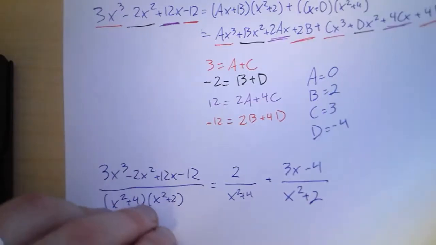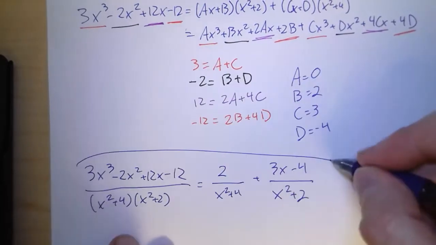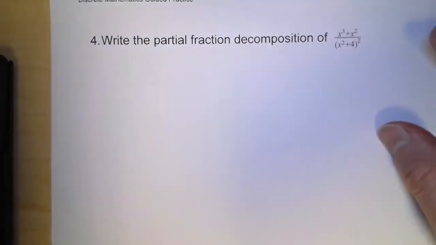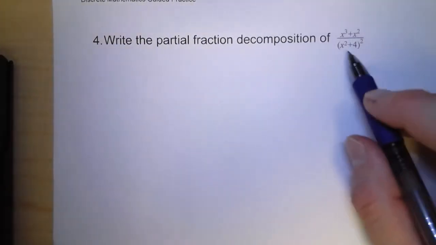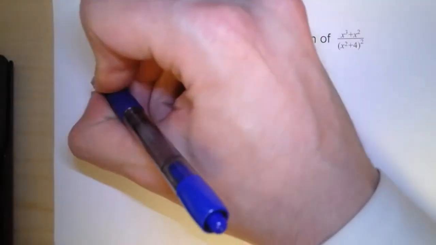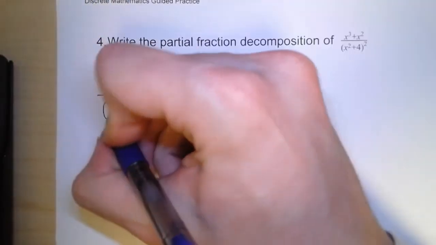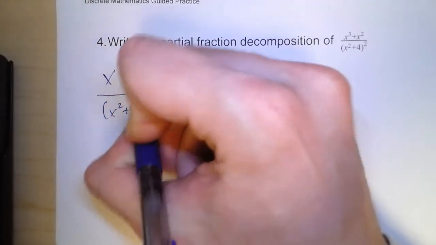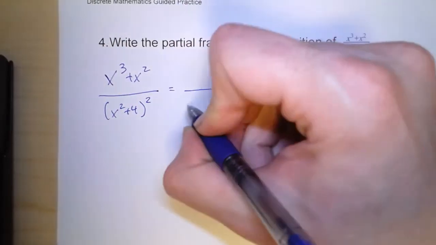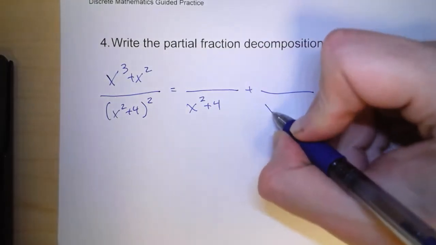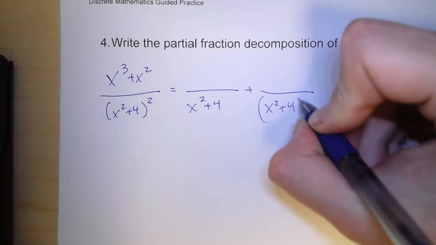Okay. And so now, for our last problem, here we have x squared plus 4, but that is squared. So that works just like a linear factor when it's repeated. So we're going to write it like this, x cubed plus x squared all over x squared plus 4 quantity squared. And so we have x squared plus 4. We start with that, and then we have x squared plus 4 quantity squared.